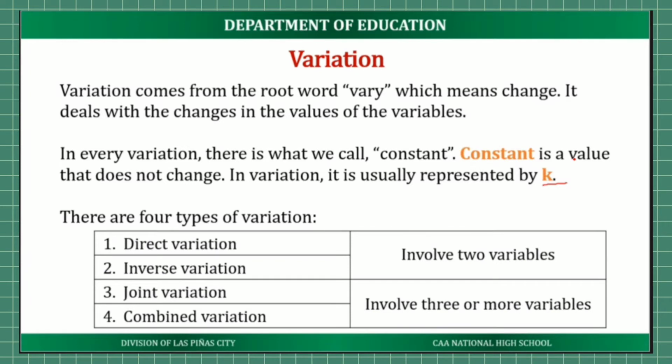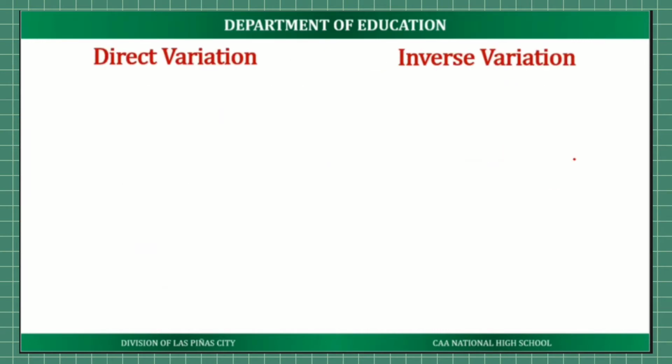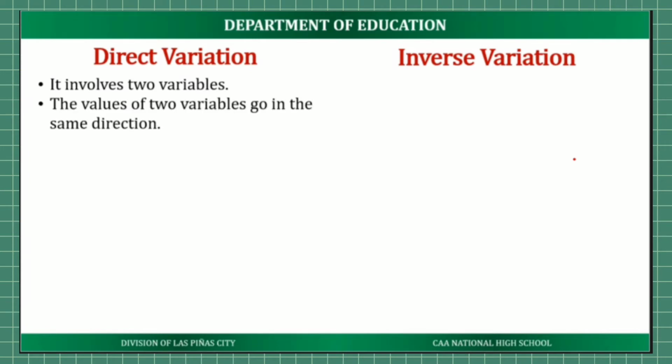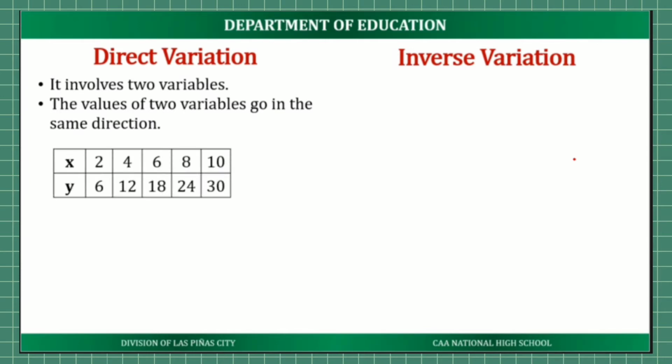Also, we have four types of variations. So, we have direct variation and inverse variation that involve two variables, and then joint variation and combined variation that involve three or more variables. So, unahin muna natin yung direct at inverse variation. So, direct variation, it involves two variables, and then the values of the two variables go in the same direction.